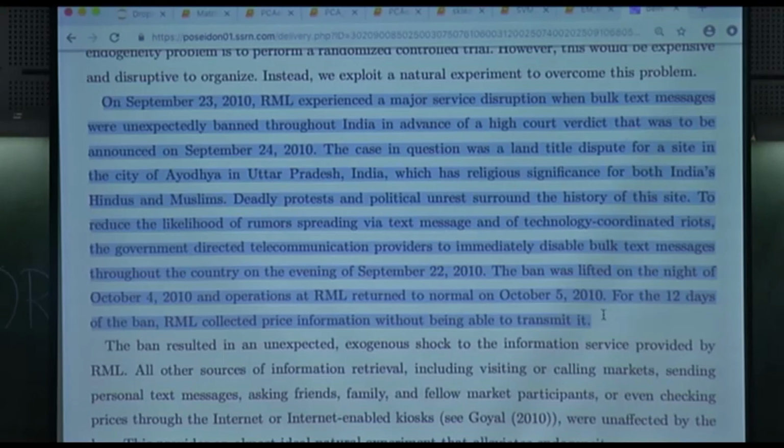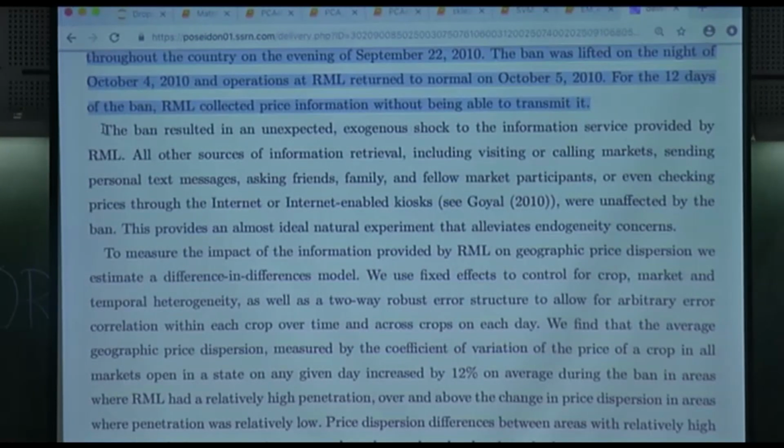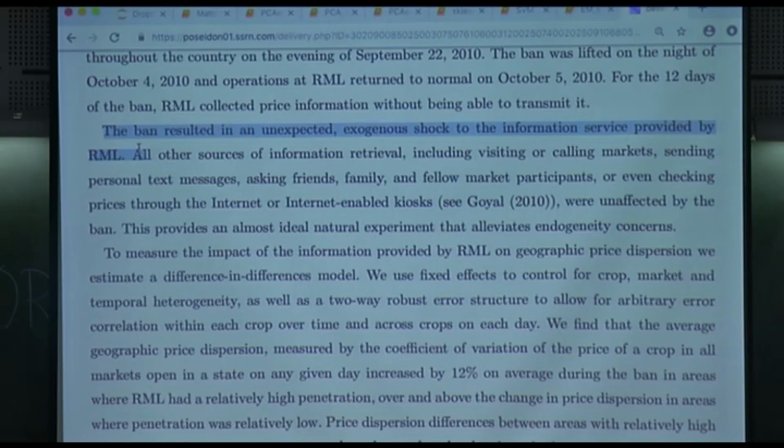On the other hand, this was something they probably knew that it was going to be announced on September 24, 2010, but they did not know that the government will ban the bulk text messages. So this became a very nice natural experiment. And like they say over here, the ban resulted in an unexpected exogenous shock to the service provided by RML. And this is something all other forms of, including visiting, calling markets, and what they were trying to look at was whether this text message made a difference.